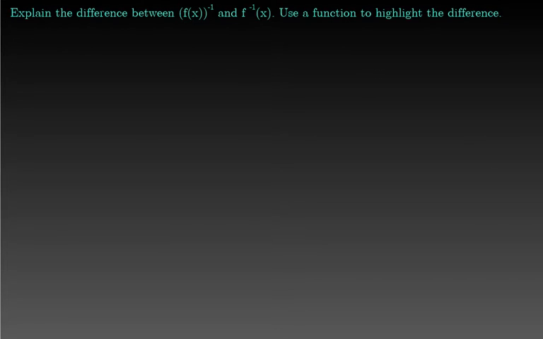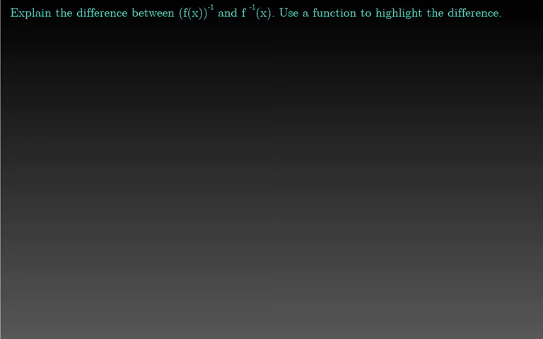All right, super quick little question here, but super important. Explain the difference between f of x, all of that to negative 1, and not just say what it is, but explain the difference between this notation and this, and use a function to highlight the difference.